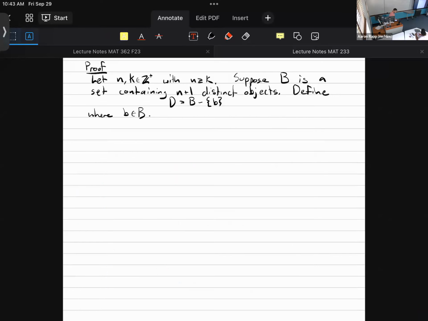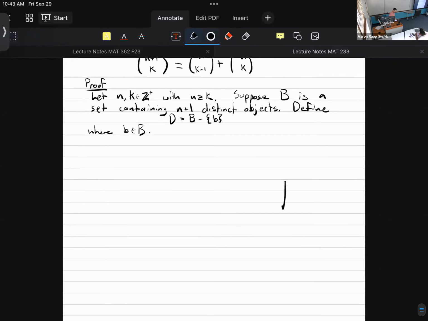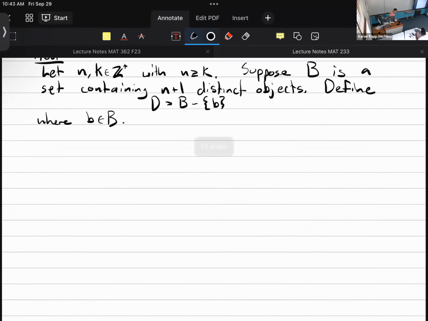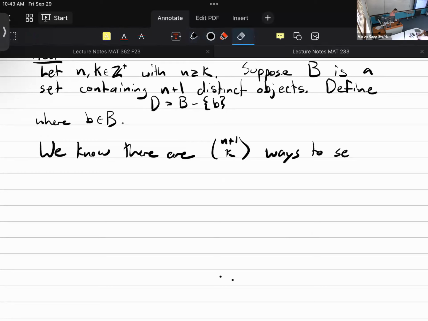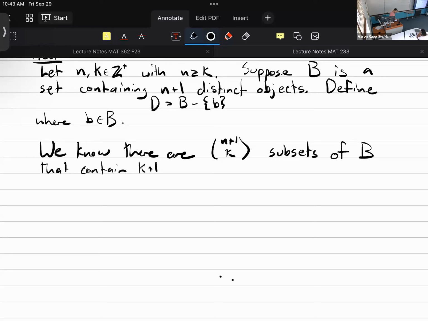Copy, delete it, and we'll show it later in a second. So, we know there are n plus 1 choose k subsets of B that contain k elements.